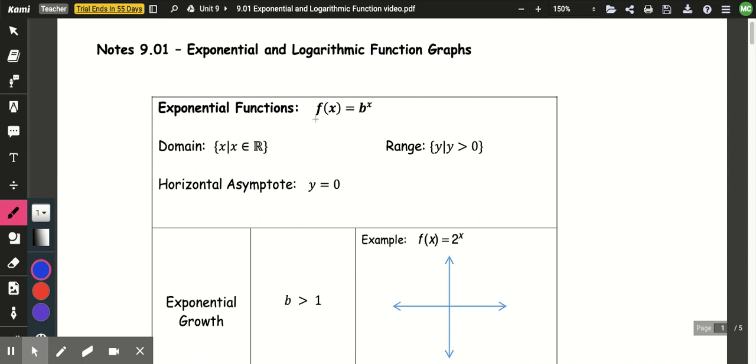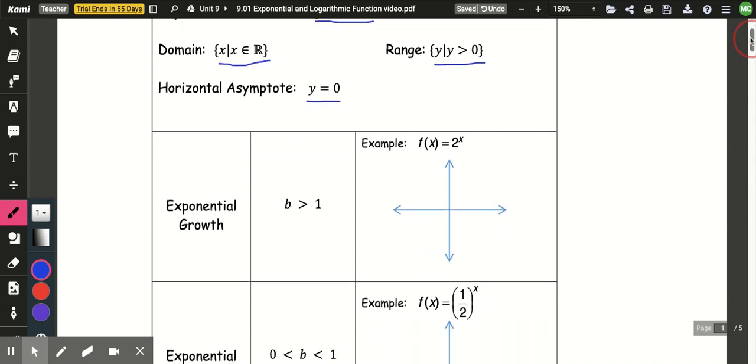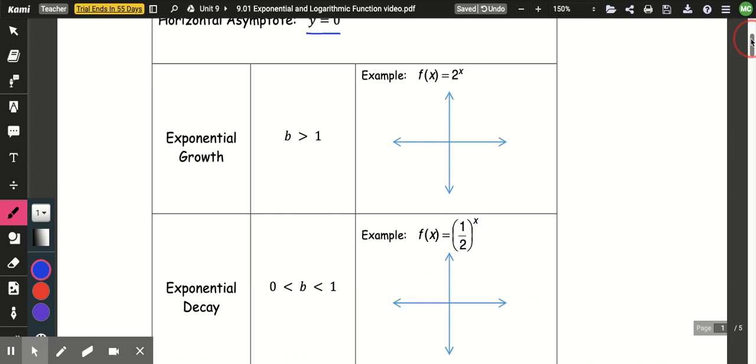So an exponential function is of the form f of x equals b to the power x. The domain of this function, no matter what b is, is all real numbers, and the range is y is strictly greater than 0. There's a horizontal asymptote on these also at y equals 0. And that's going to be true as long as there are no transformations to the function. And of course, even some transformations would not cause those to change.